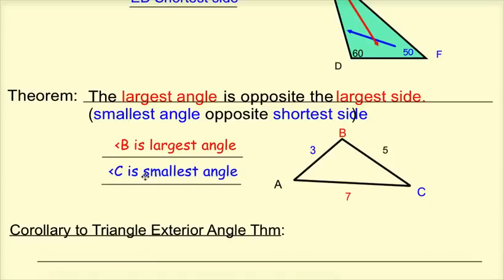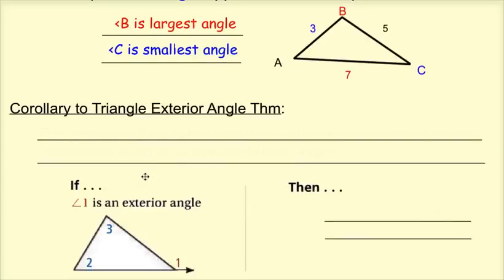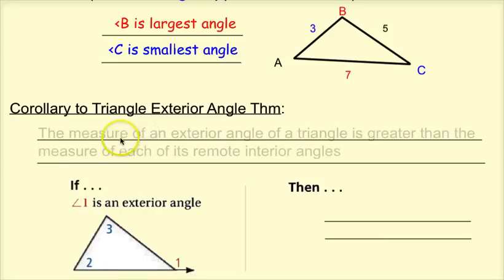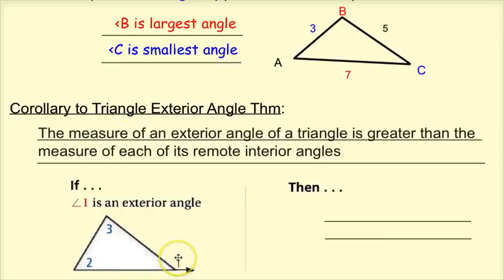Okay, and the very last thing we have is a corollary to the triangle exterior angle theorem. Remember the exterior angle, like this right here, angle 1, is equal to the sum of the two interior angles. So angle 1 equals angle 2 plus angle 3. But the measure of an exterior angle of a triangle is greater than the measure of each of its remote interior angles.